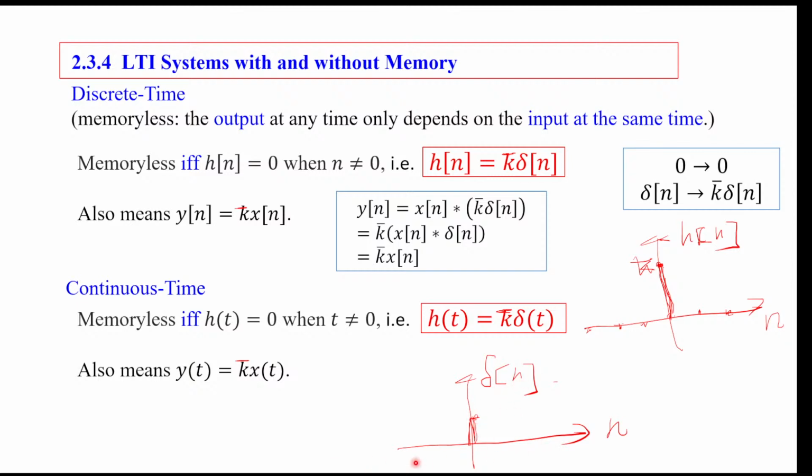Is the logic okay? Delta of n is only non-zero when n equal to 0, so the output to delta of n can also only be non-zero when n equal to 0. So h of n equals k bar times delta of n. That's the "only if" direction: only if the system is memoryless can we have this.